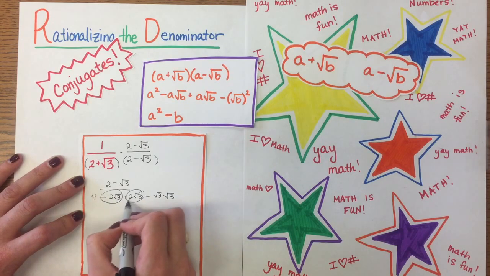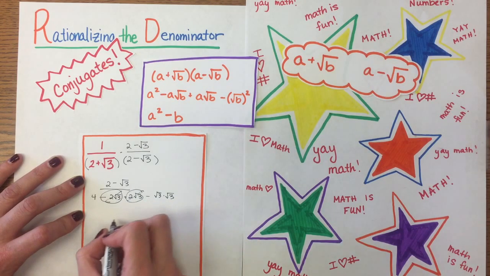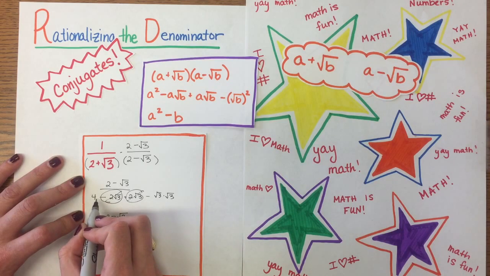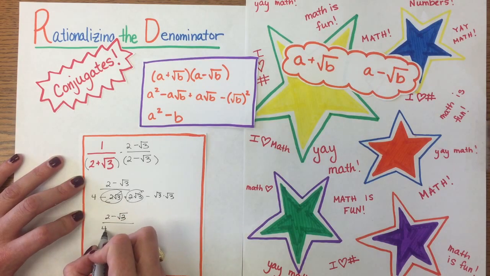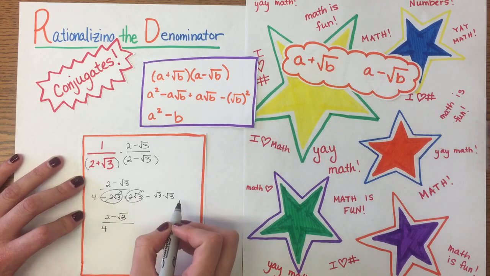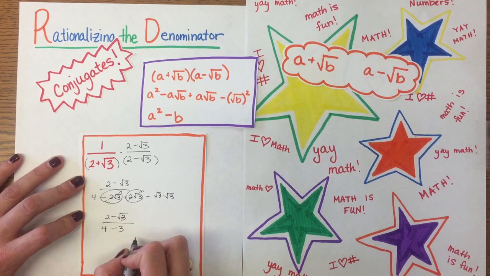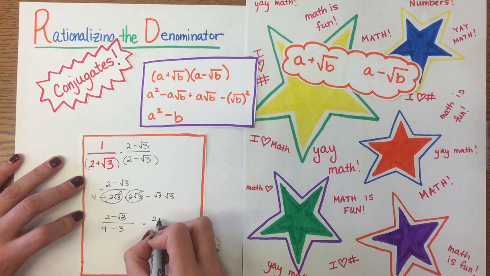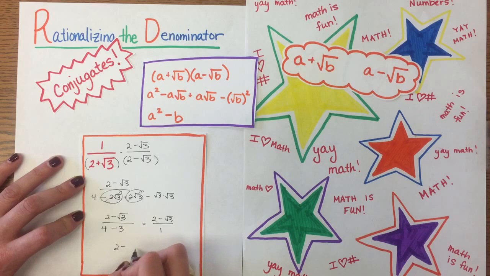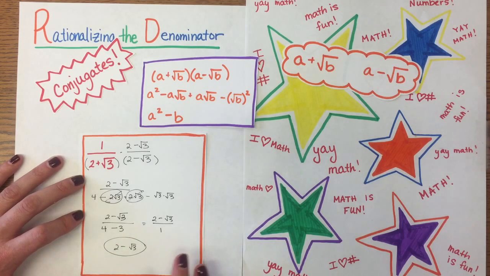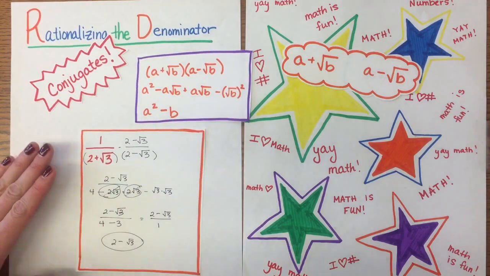Minus 2 root 3 plus 2 root 3 are going to cancel out. So my numerator is 2 minus root 3. My denominator is 4, and the square root of 3 times the square root of 3 ends up just being 3. So this is 4 minus 3, which is 1. So this is 2 minus the square root of 3 all over 1, which I can simplify to 2 minus the square root of 3. So I was able to use conjugates to work through this problem.